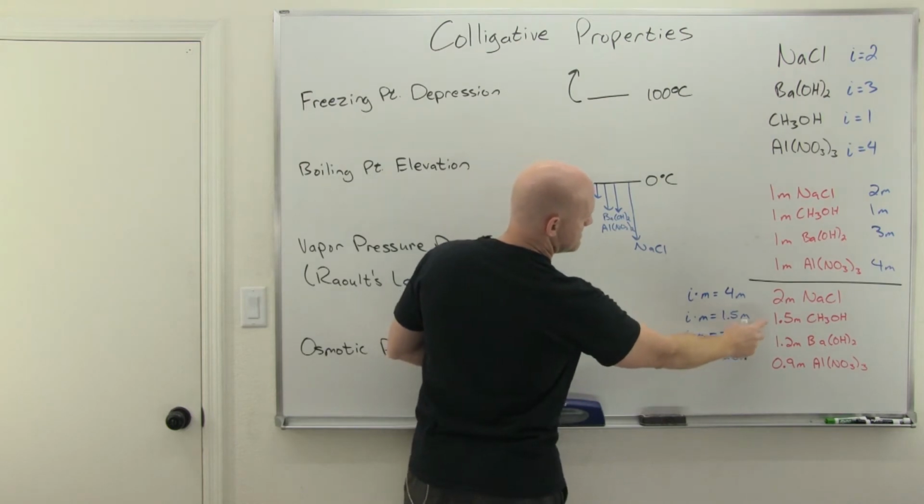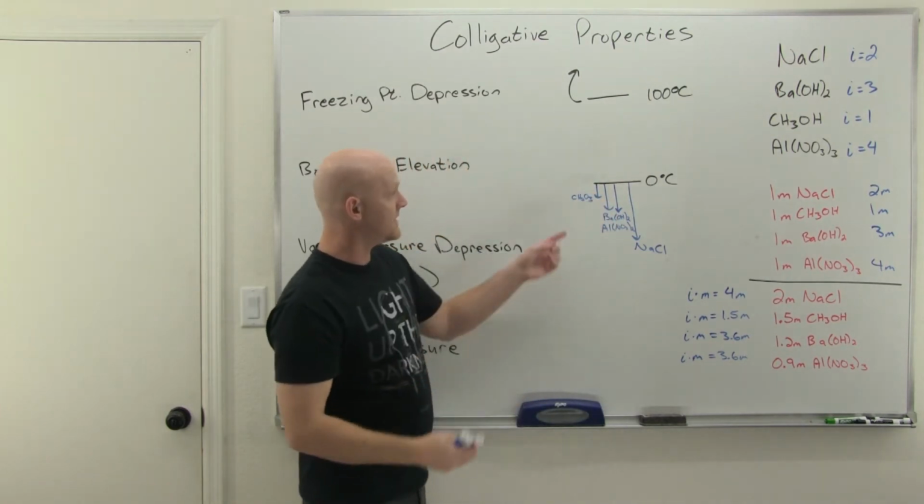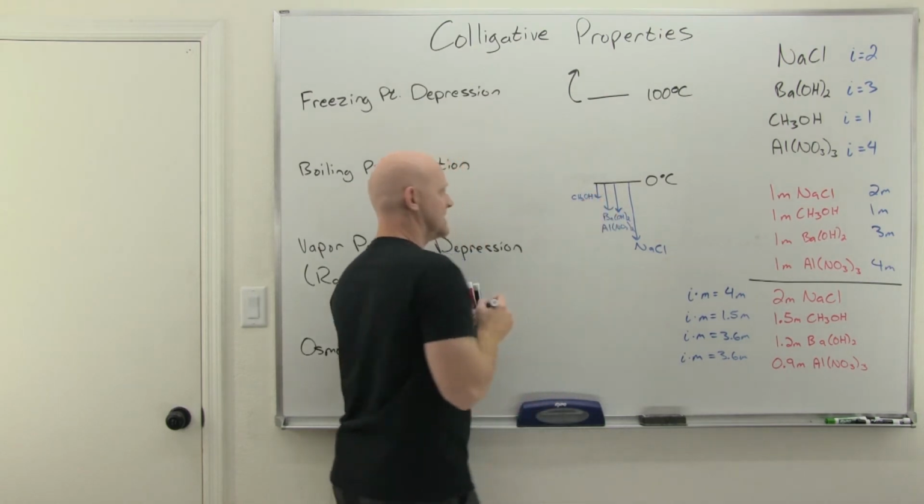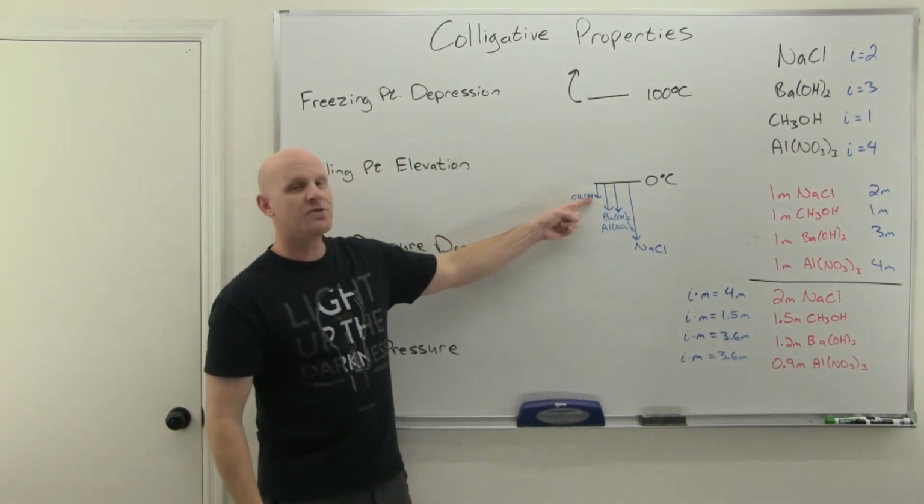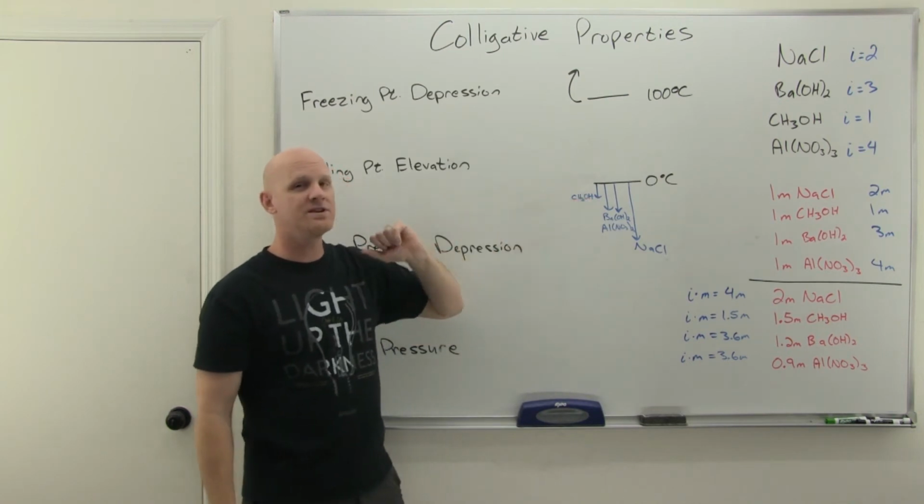But then it's the methanol, which has the lowest concentration of total dissolved species, that goes down the least amount. And so if you look, let's try that again, CH3OH. Because it's the one that's gone down the least, it ends up with the highest overall freezing point.